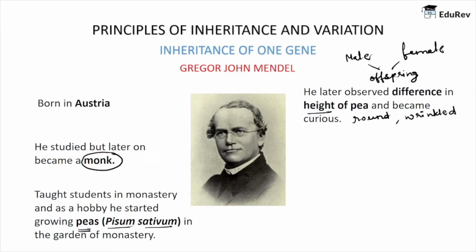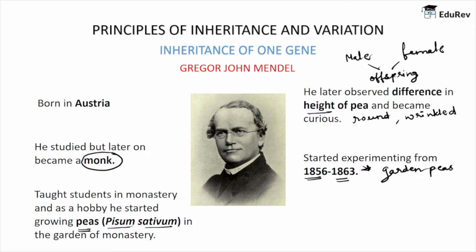So he started experimenting, and he experimented on the garden pea for about 7 years, that is from year 1856 to 1863. The years are very important. It is also given in your NCERT, so you must remember the dates. He experimented on garden peas because they were quite easy to grow, and also getting the data out of it was quite easy for him.